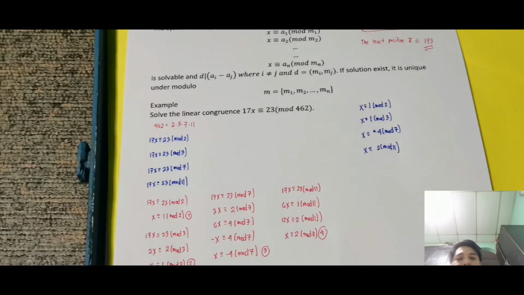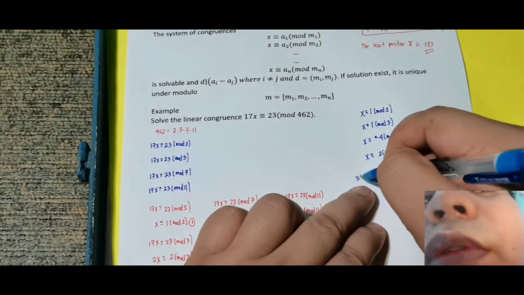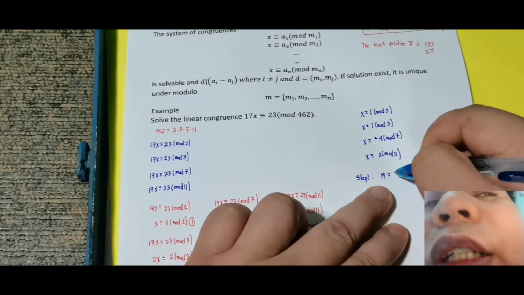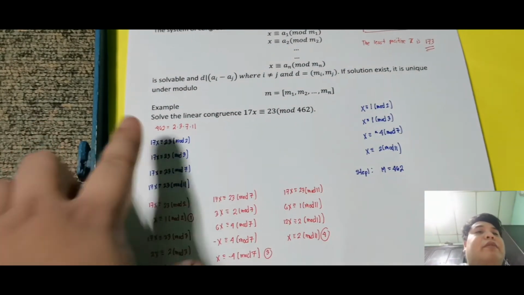Okay, so next is syempre kunin natin yung step 1. Magja-Chinese remainder theorem na tayo kasi pasok na tayo dun sa ating method. So by Chinese remainder theorem, kunin natin step 1. Step 1, obvious naman ano yung M natin. M natin is 462, kasi galing lang naman sila lahat dito.